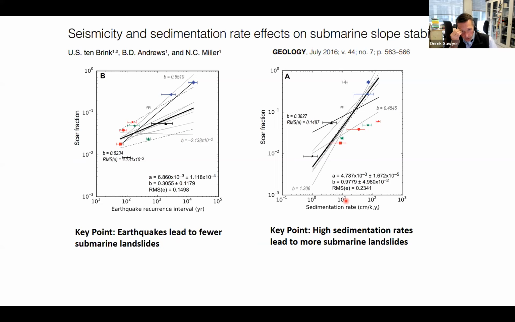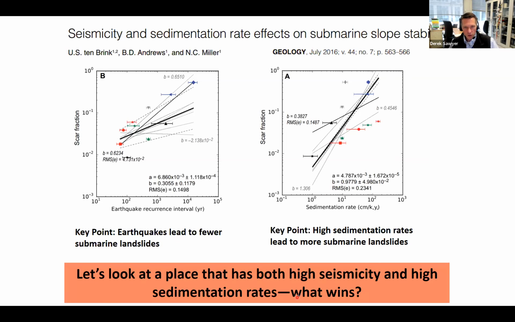I want to transition now to this question of what happens when we combine both high seismicity and high sedimentation rates, because they're counteractive. If you have higher sedimentation rates, enough to have high overpressure, then you will have more submarine landslides. On the flip side, as we just saw, if we're just in a normal open marine slope, maybe with not a lot of sedimentation, but seismicity, we're going to have a strengthening effect going on. So I wanted to look at a place that has both of these going on, both high seismicity and also high sedimentation rates, and see the strength profiles and see what wins out or how they play together.